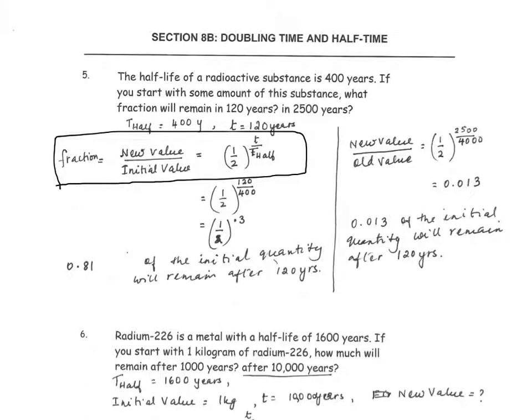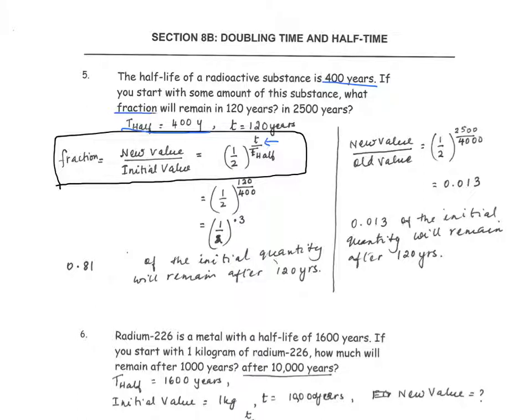related to half-life. So when a substance decays, it becomes half of itself, and recall that half-life is the time that it takes to become half, and T is the time at which we're interested in that particular quantity. So the question here is, the half-life is 400 years, so we know that is T half. So if you start with some amount, it doesn't matter what it is, a certain amount of substance, what fraction of it will remain in 120 years?